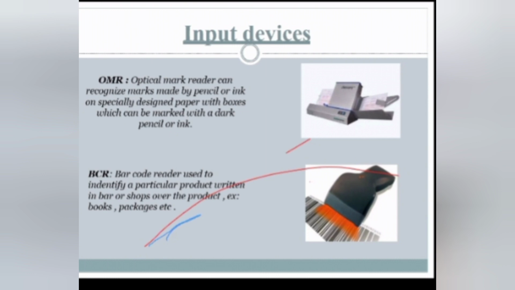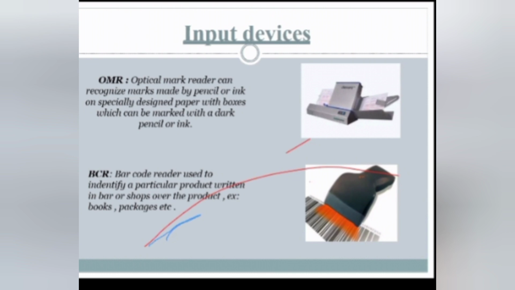Every student will be aware of the OMR, I guess. I don't want to waste your time explaining more. OMR is optical mark reader. The full form of OMR is optical mark reader. It can recognize marks made by pencil or ink on specially designed paper with boxes which can be marked with dark pencil or ink, whatever the ink.